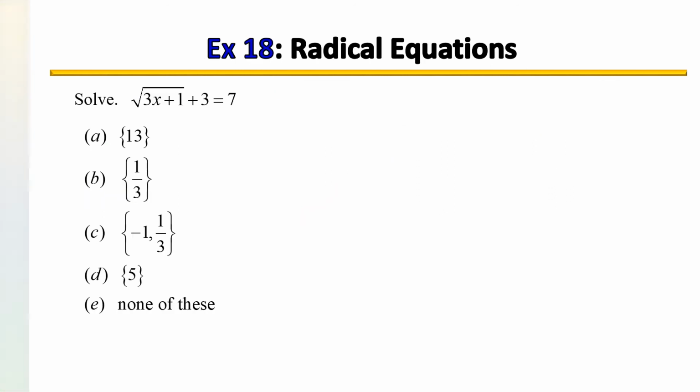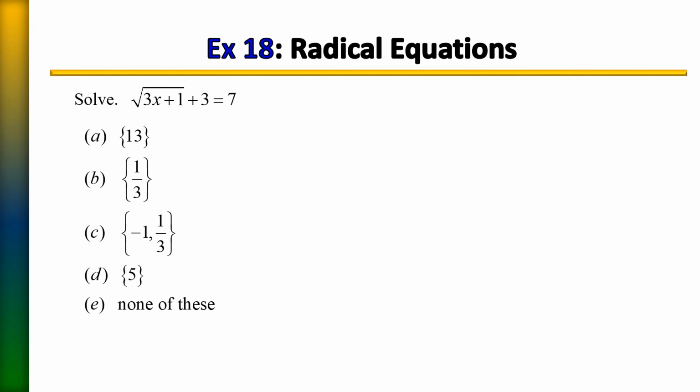In this example, we're going to solve a radical equation. Step 1 to solving a radical equation is to make sure that the radical is isolated. So right now, positive 3 is on the side with the radical. So that's going to be our first step, to get rid of that 3. To do so, we're going to have to do the opposite, which is subtract 3. So let's go ahead and do that. We're going to subtract 3 from each side.